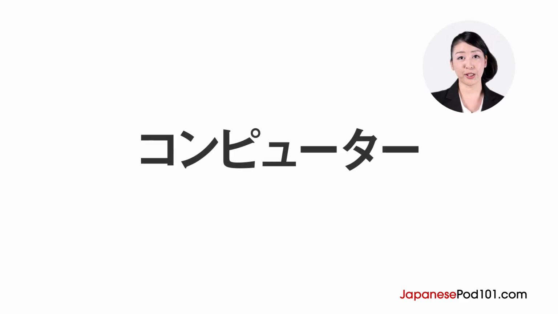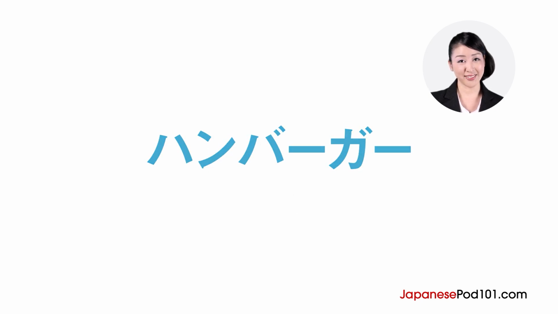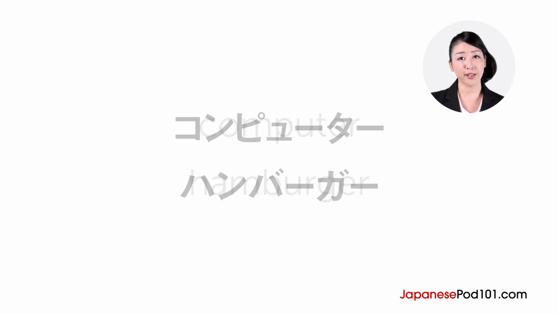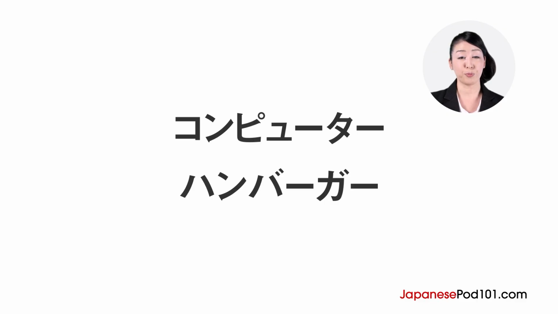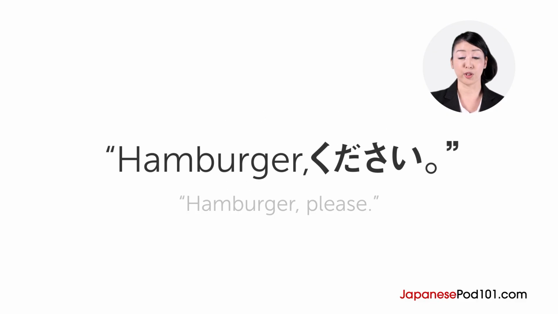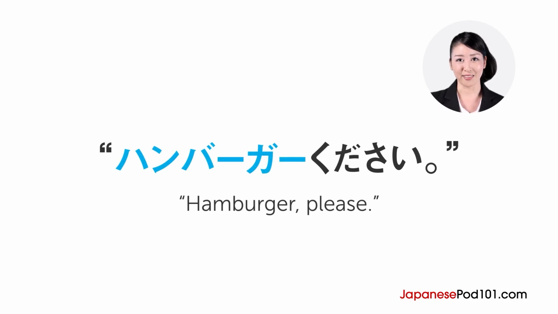Do you know this Japanese word in English? Computer. It means computer. What about hamburger? It's hamburger. These words were imported into Japanese. So while their pronunciation is close to the original English word, you need to learn how to pronounce them correctly in Japanese, or you won't be understood. You don't say hamburger kudasai, hamburger please. Instead, you say hamburger kudasai.